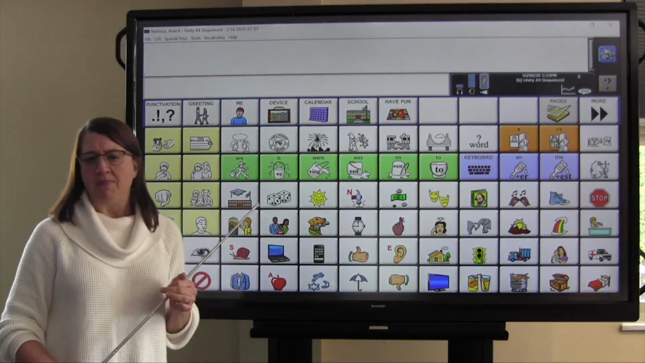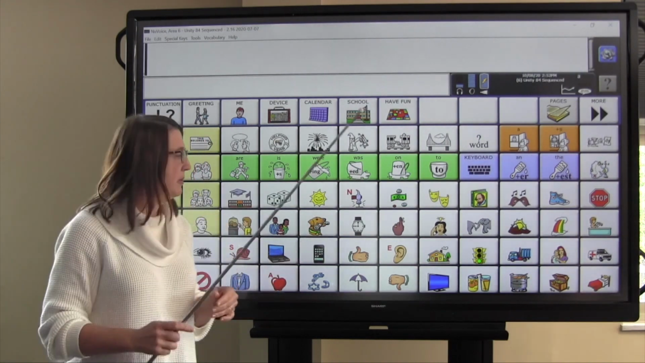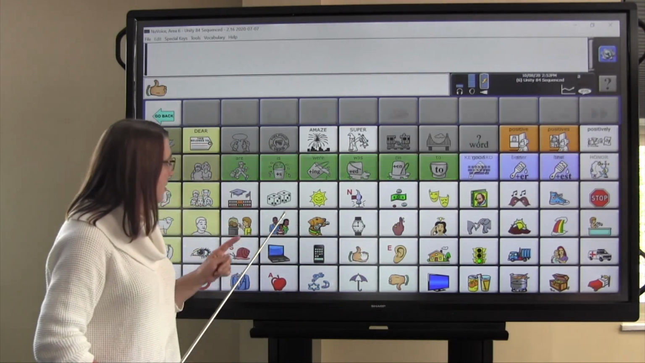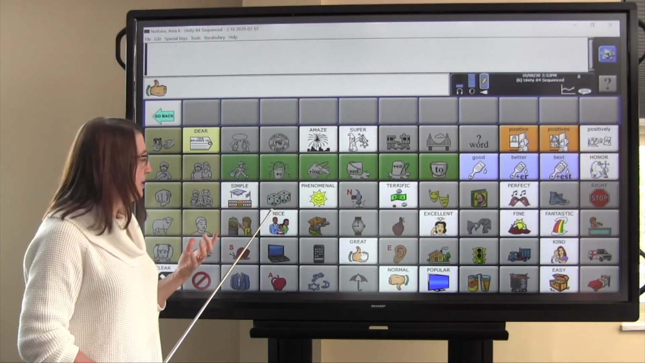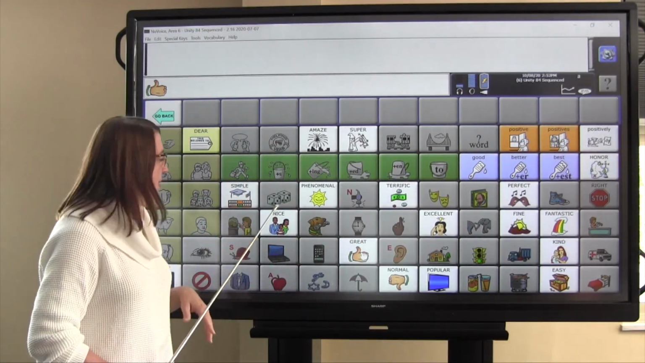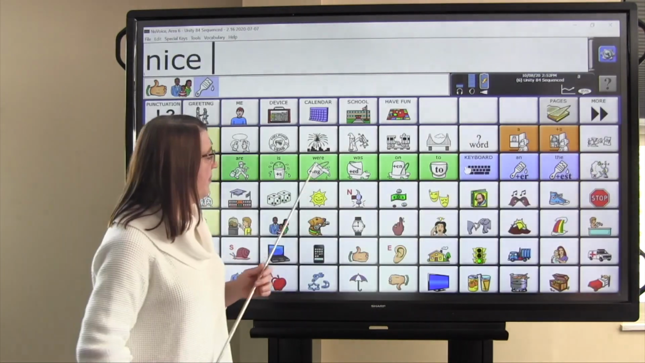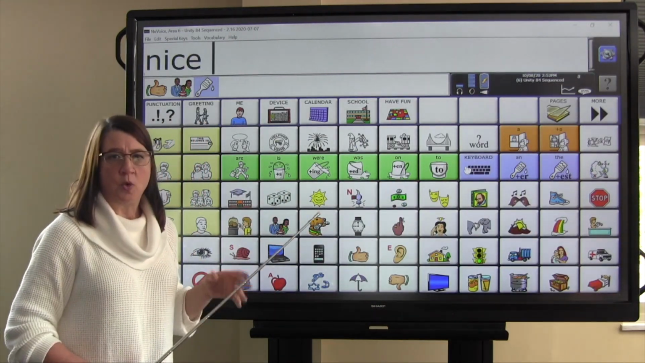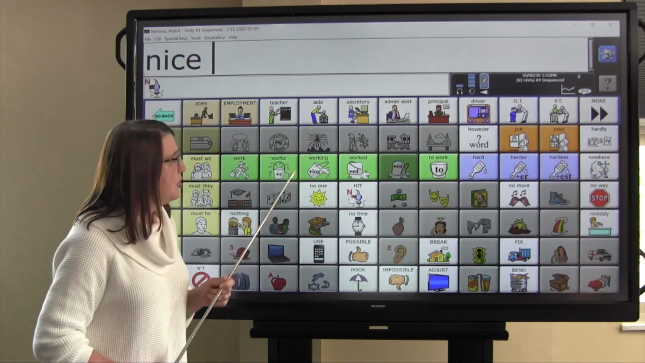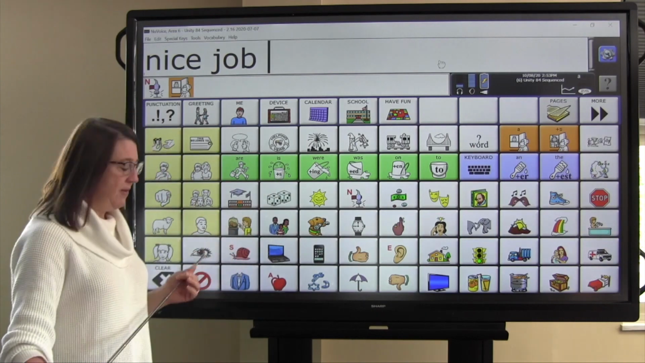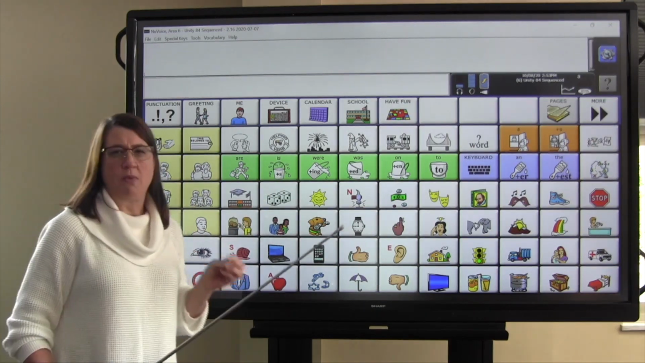Let's say nice job. Nice is going to be our thumbs up plus our family. We all want to be a part of a nice family, not even just live next to a nice family. Nice. And then the word job is going to be our noun associated with our hammer. Nice job. Job. Nice job. All right. Let's do one more quick adjective.